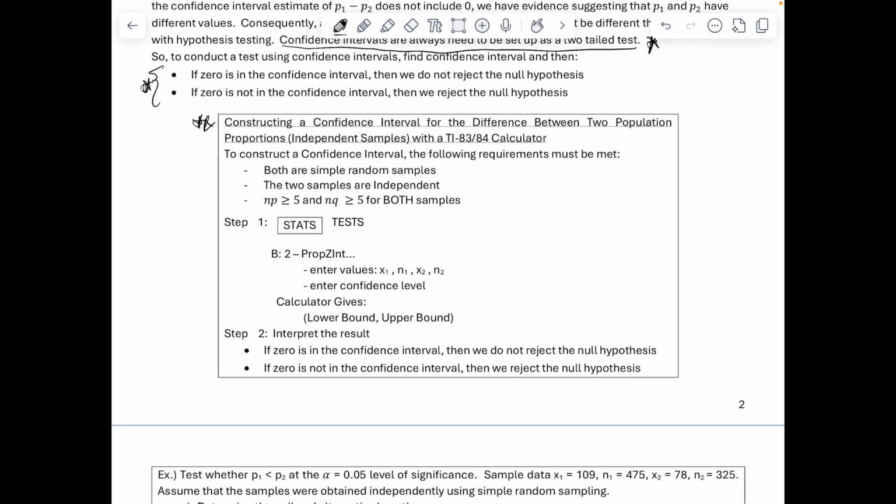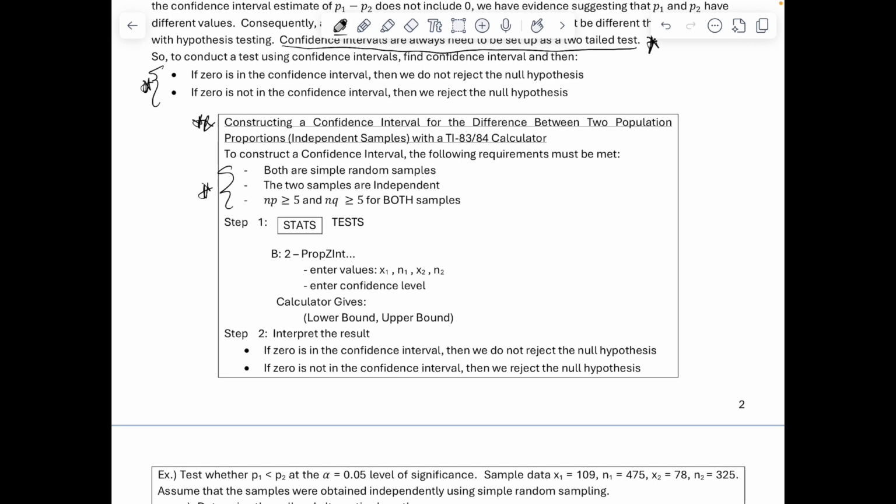So right below this are steps for constructing a confidence interval for the difference between two population proportions, again, independent samples, with our graphing calculator. First thing is checking those requirements, and they should look familiar. They should be the same as what we just saw up above.